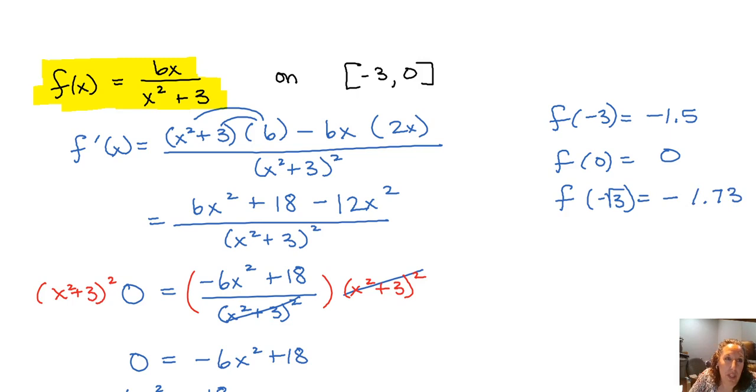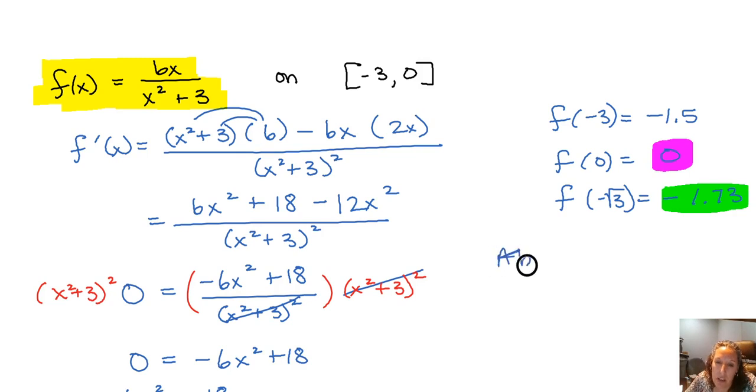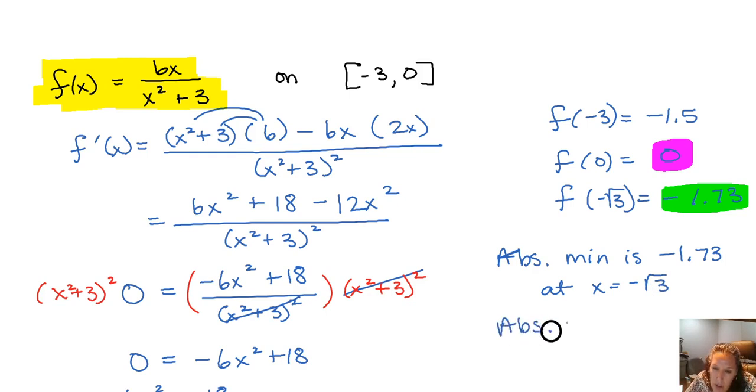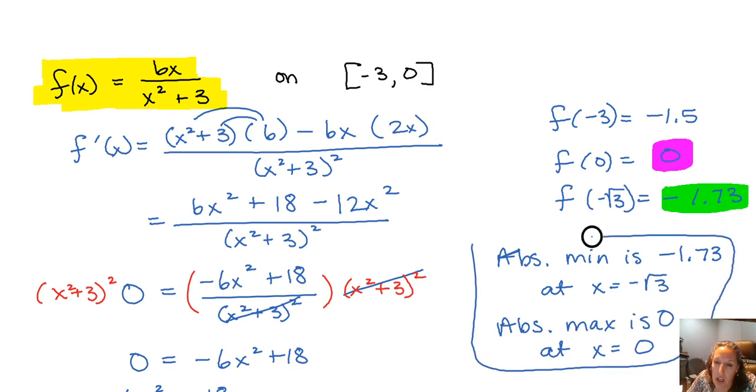And so again, we want to identify our maximum and our minimum. The smallest number we see over here is that negative 1.73, and the biggest number we see is 0. That's giving us our max and min. So our absolute min is negative 1.73 at the x value of negative square root of 3. And our absolute maximum is 0 at that x value of 0. And that would be our answers.